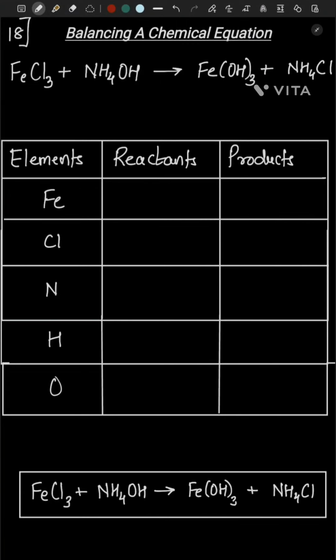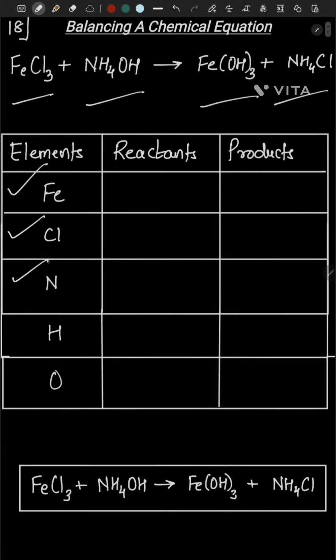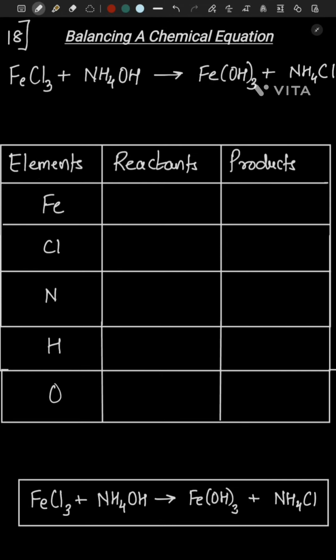Let us take one more chemical equation where we have FeCl3, iron 3 chloride, reacting with ammonium hydroxide, resulting in iron 3 hydroxide and ammonium chloride. The elements involved in the above chemical equation are iron, Fe, chlorine, nitrogen, hydrogen, and oxygen. Let us write the number of atoms of each on the left and right, that is reactant and product. So Fe on the left hand side, there is no number, means it is 1, so I'll write it as 1. Fe on the product side, again 1.